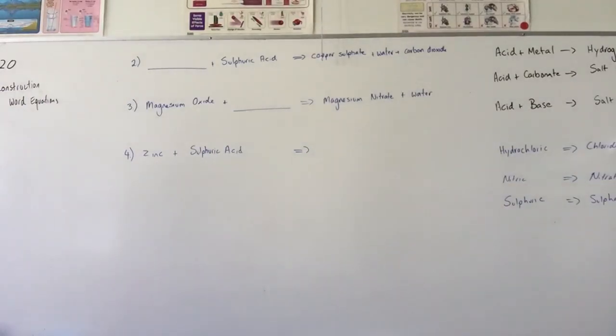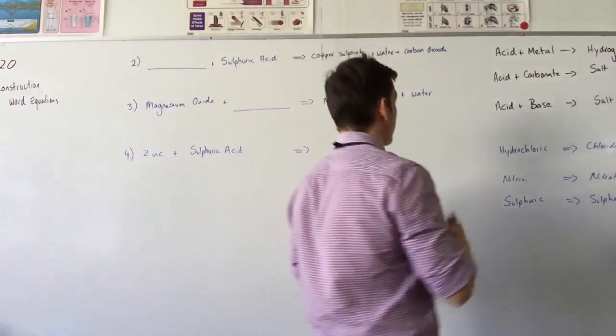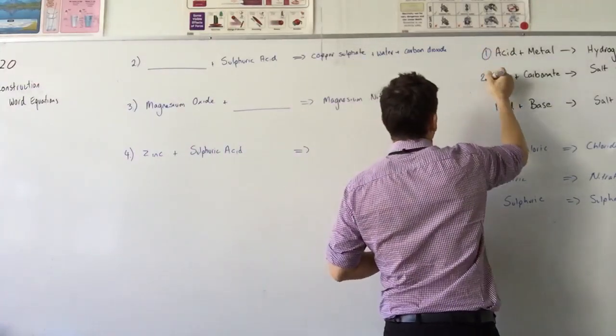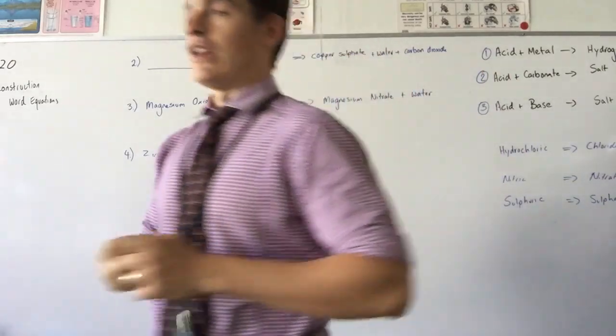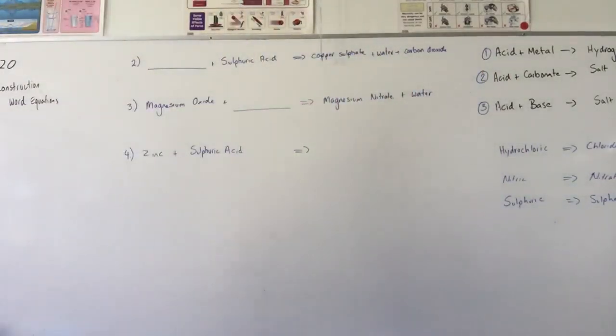The first step to every one of these questions is identifying what type of reaction we have. Whether it's acid metal, we'll call that 1, acid carbonate 2, or acid base 3. Now you may need to look at the products or the reactants to figure that out.